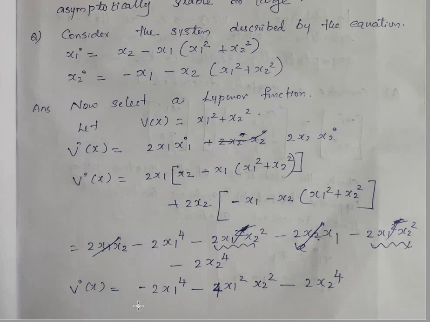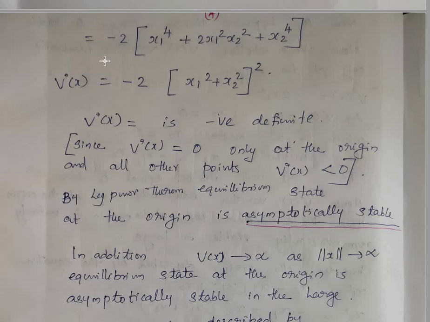V dash of x is equal to minus 2x1 raised to 4 minus 4x1 square x2 square minus 2x2 raised to 4. Here we can take minus 2 outside and the equation will become minus 2 into (x1 raised to 4 plus 2x1 square x2 square plus x2 raised to 4). We can rewrite this as V dash of x equal to minus 2 into (x1 square plus x2 square) all square. So we got V dash of x.